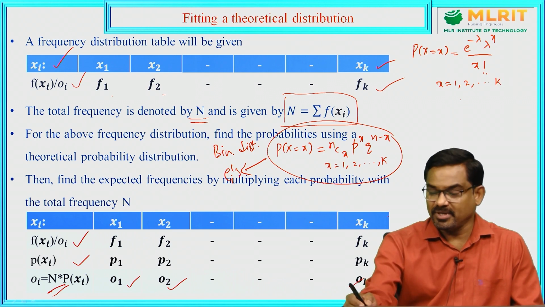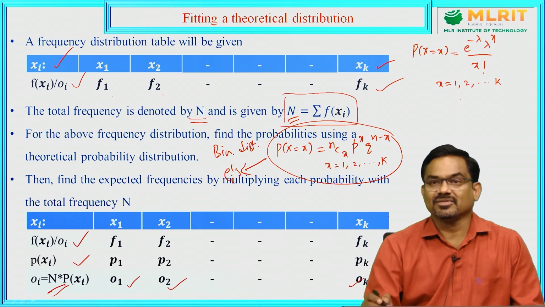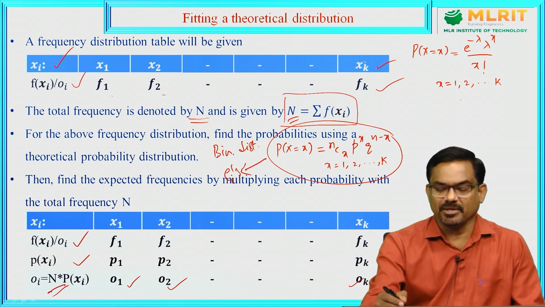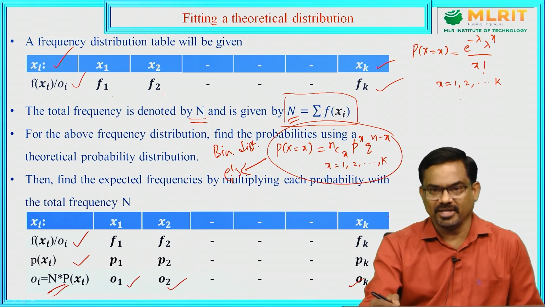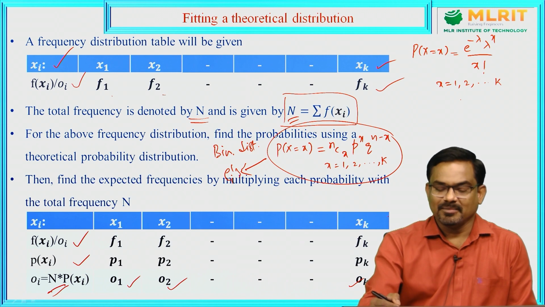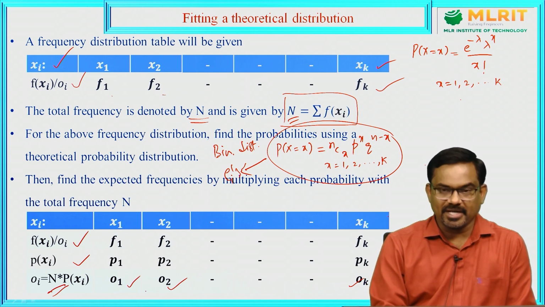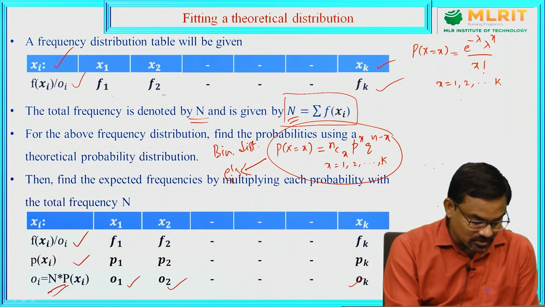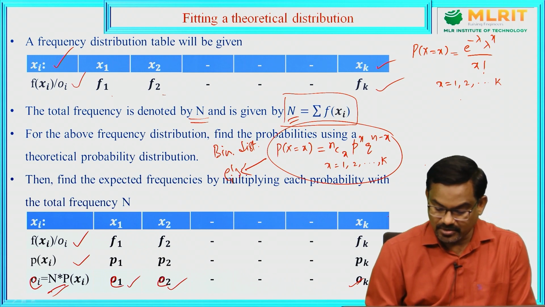Find all the probabilities, then multiply with total frequency N. That gives the expected frequencies. So for the given frequency distribution table, first we find the probabilities using the corresponding probability formula, then multiply each probability with total frequency so that we can obtain the expected cell frequencies. So these are expected cell frequencies E1, E2 and so on Ek.